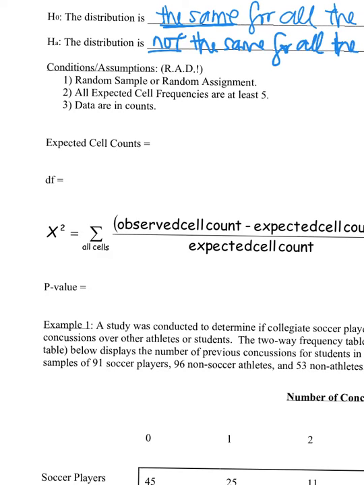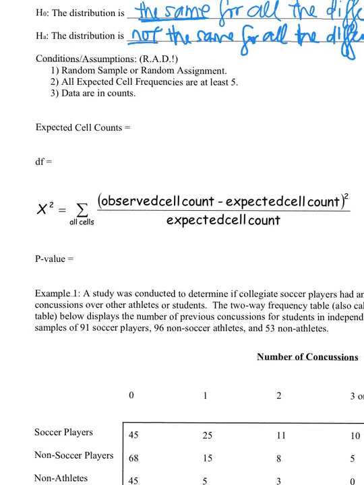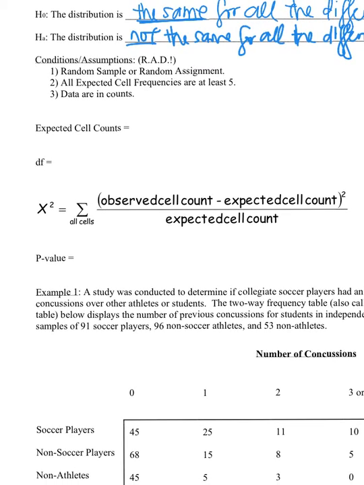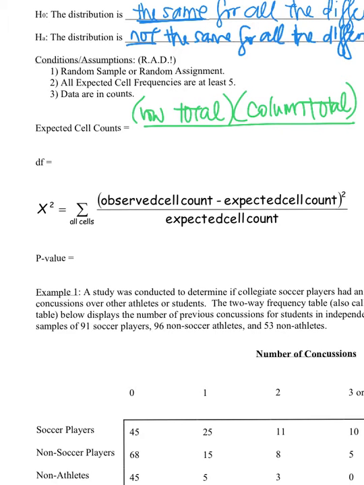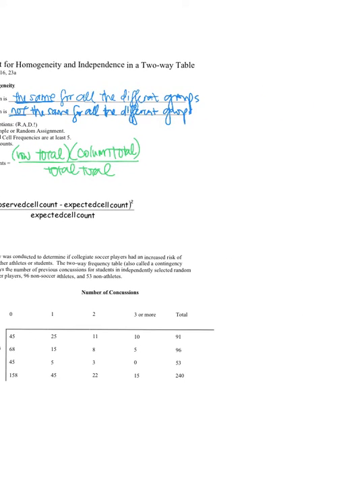Next are expected cell counts. For this one, we have a formula to find the expected cell counts. For each cell, you're going to do the row total times the column total divided by the total, or grand total. Let me see if I can do a quick example to show you what that means.